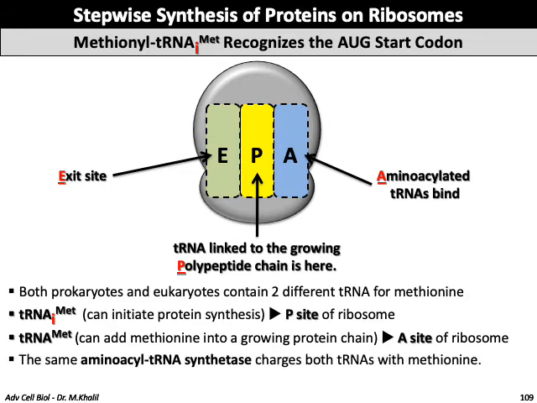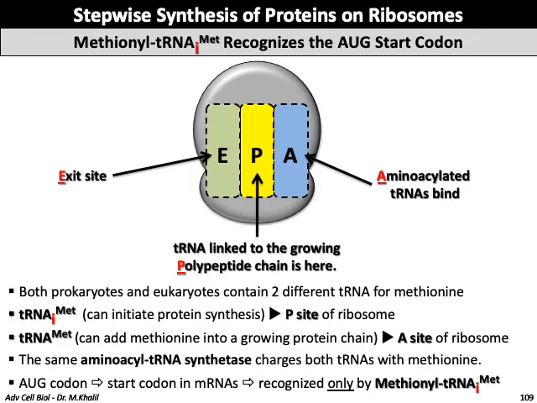The same aminoacyl transfer RNA synthetase charges both transfer RNAs with methionine, so both of them use the same aminoacyl transfer RNA synthetase. The AUG codon is the start codon in messenger RNA, and it is only recognized by methionine transfer RNA-i.